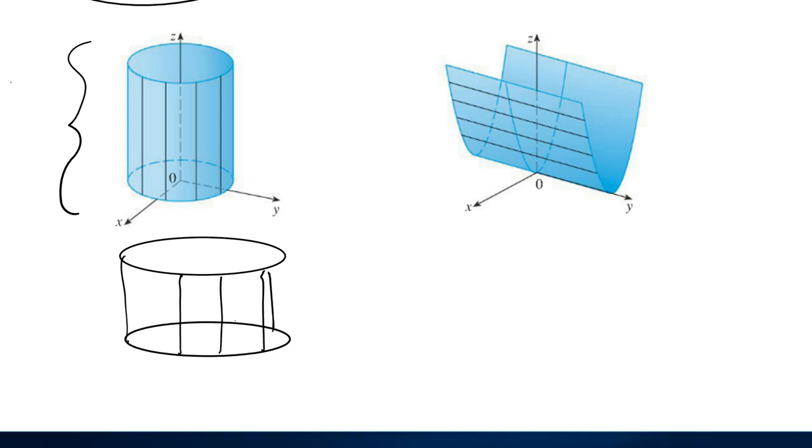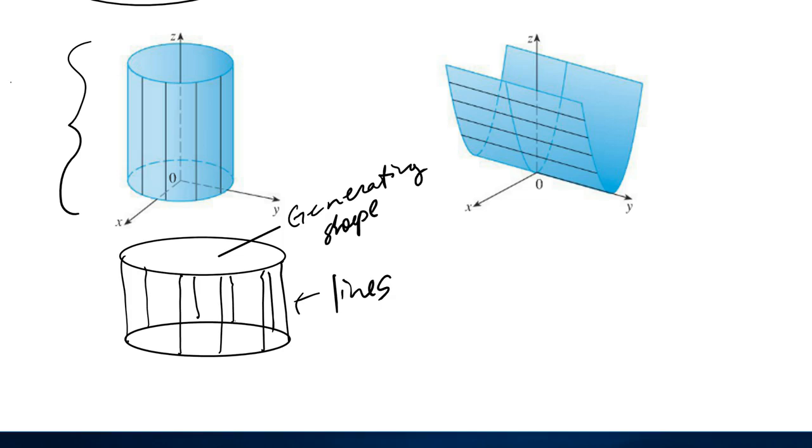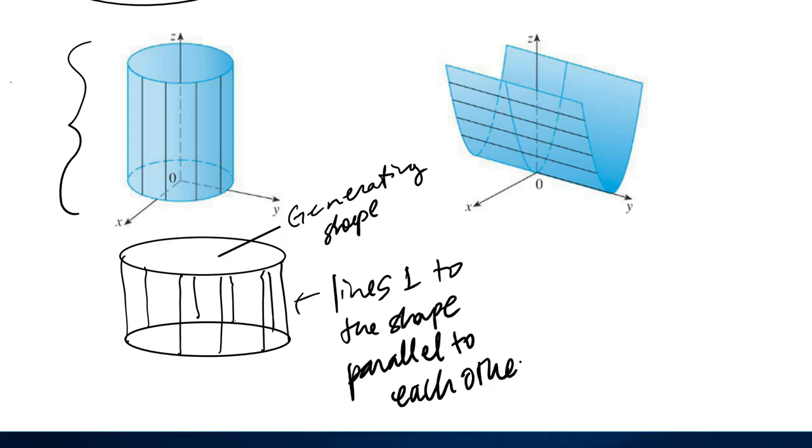This is how you can think of it being created. So this is a cylinder. You have your basic generating shape here, and then you have lines parallel to it, lines perpendicular to the shape, parallel to each other. So it doesn't have to be an oval at the top. It can be any shape you want it to be.